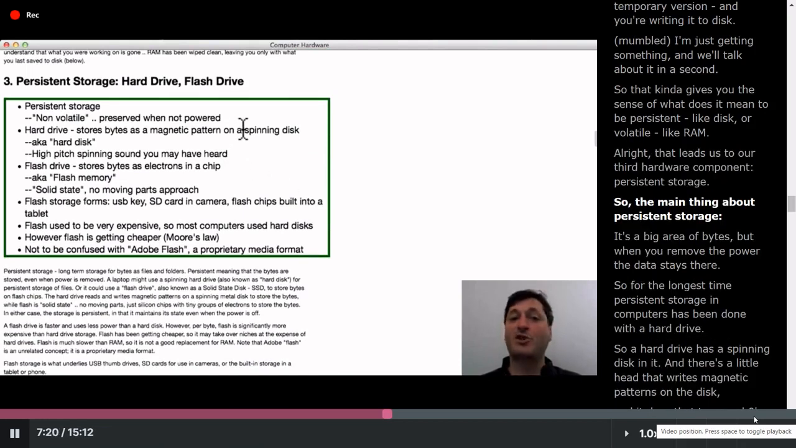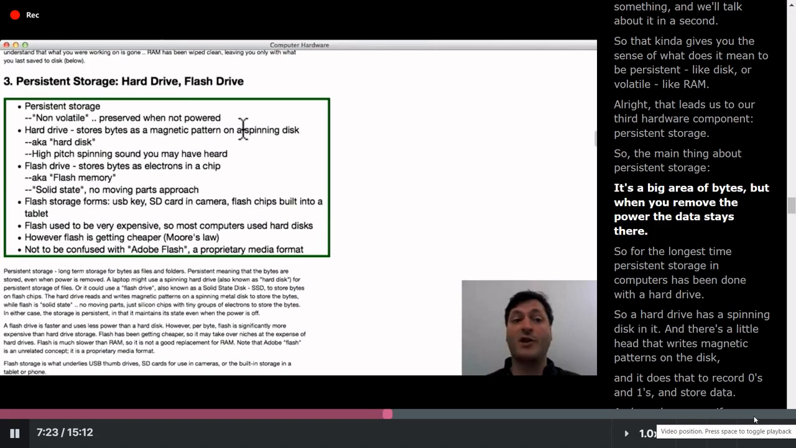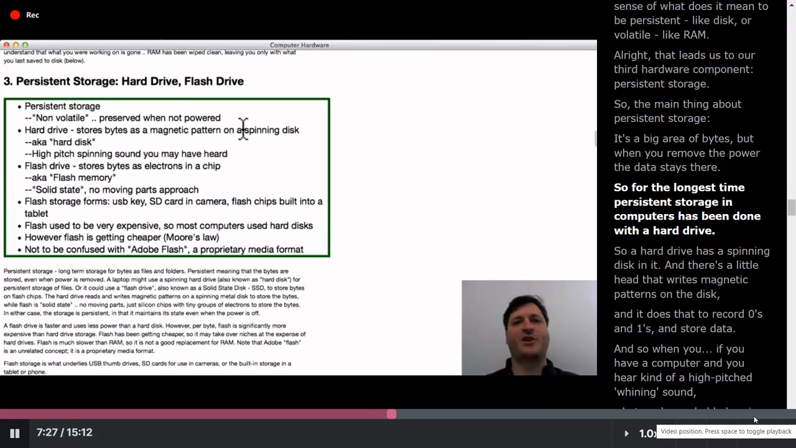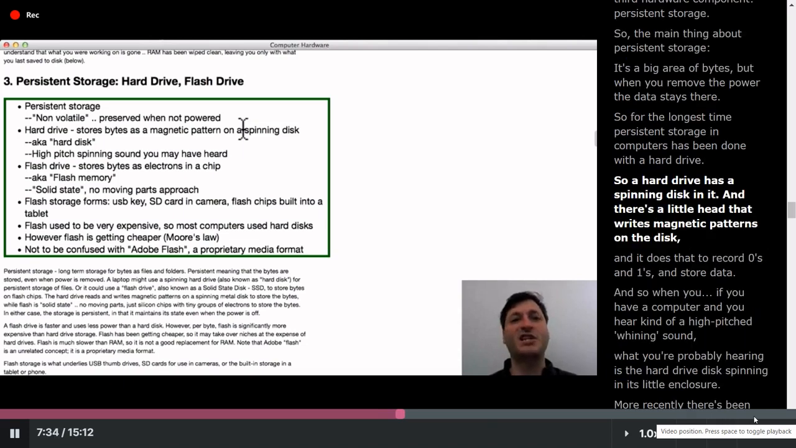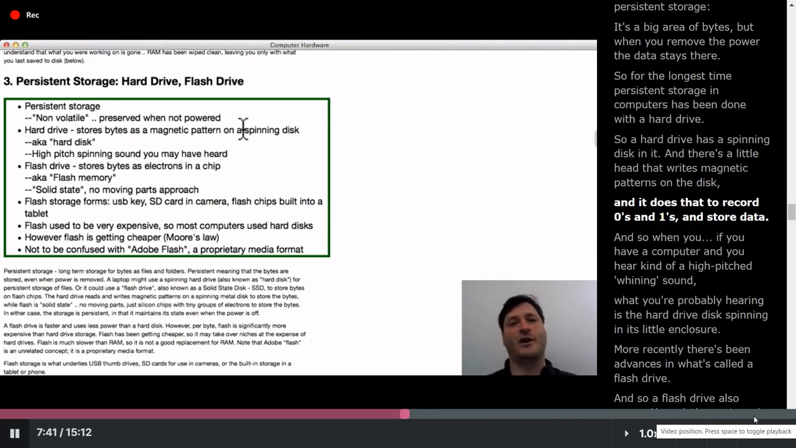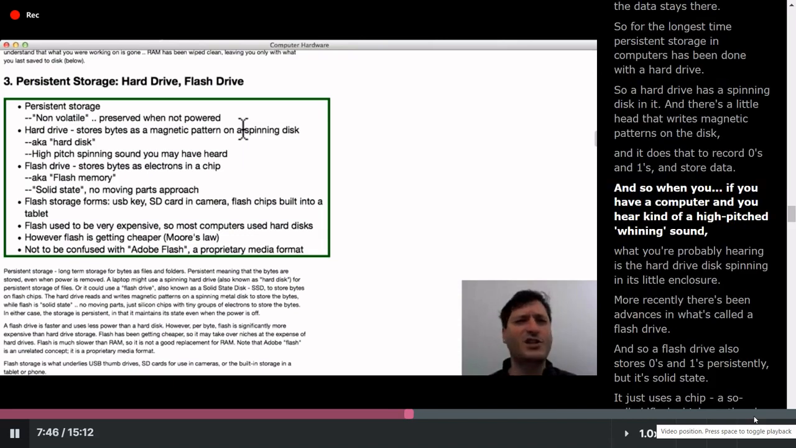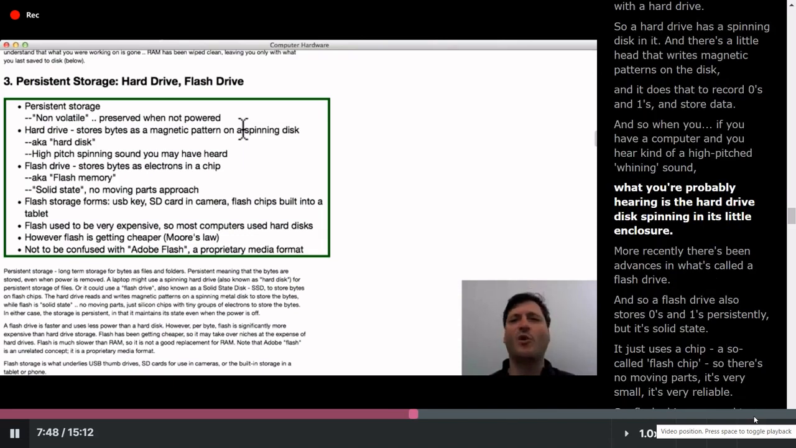So the main thing about persistent storage, it's a big area of bytes, but when you remove the power, the data stays there. So for the longest time, persistent storage in computers has been done with a hard drive. A hard drive has a spinning disk in it, and there's a little head that writes magnetic patterns on the disk to record zeros and ones and store data. If you have a computer and you hear a high-pitched whining sound, what you're probably hearing is the hard drive disk spinning in its little enclosure.